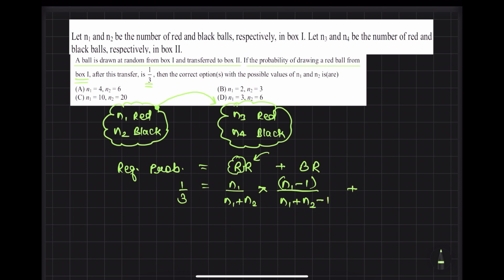Suppose that the first ball is black. So can I say n2 by n1 plus n2. Now the second ball is red. You know that the number of reds is still the same, it is n1 only. So it is n1 by n1 plus n2 minus 1, because the number of balls gets reduced as the ball is being transferred to bag 2. Now this is the answer.